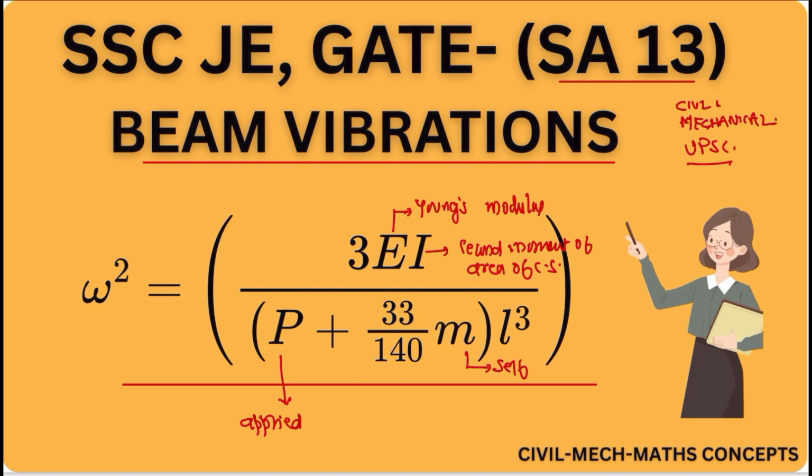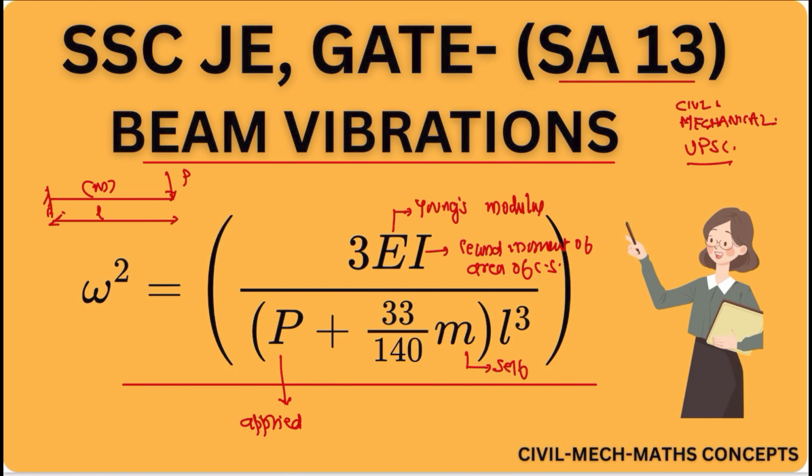This is the self load m. L is the length of the cantilever beam. It will be like this. This is P, this is the length of the beam L, and m is the self load and P is the applied load. E is Young's modulus, a property of the material of which the beam is made, and I is the second moment of area of the cross section, or moment of inertia we can call it.